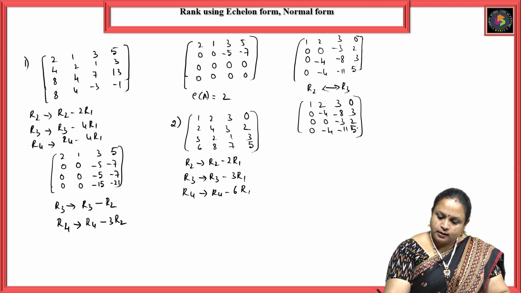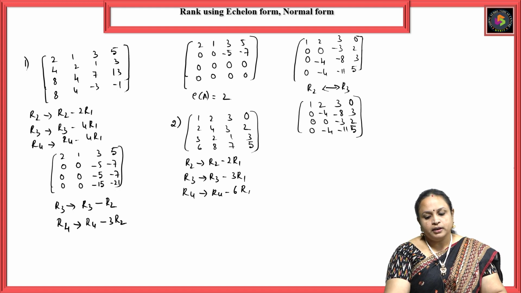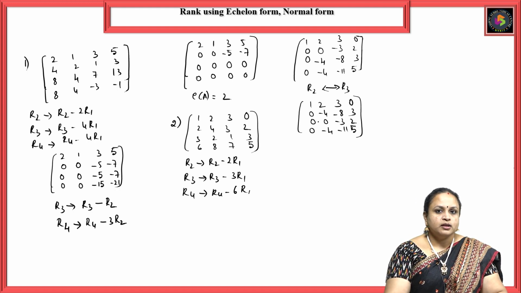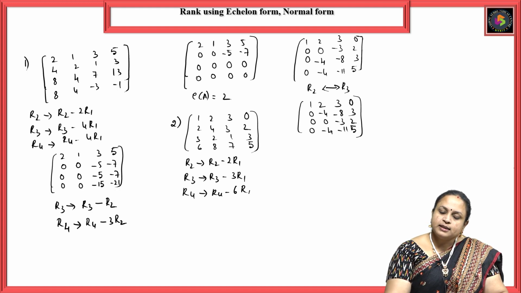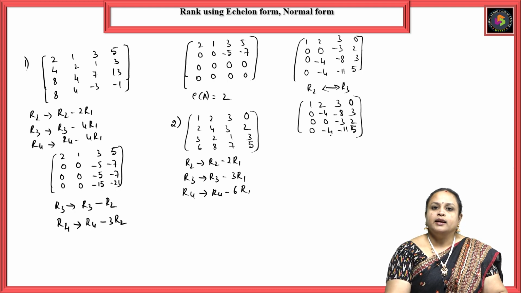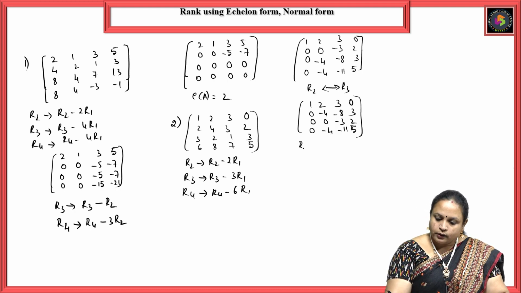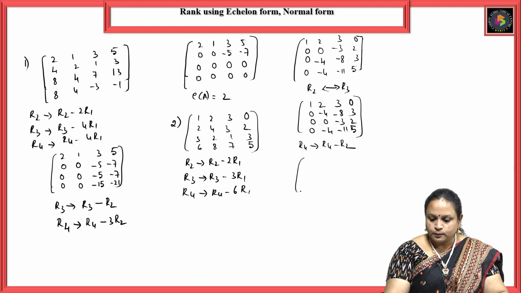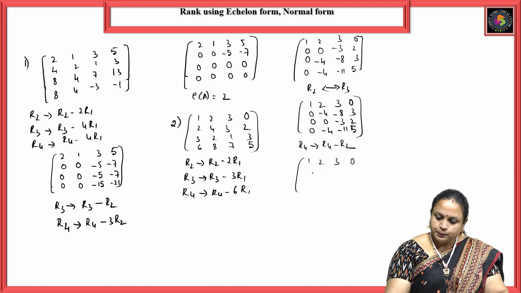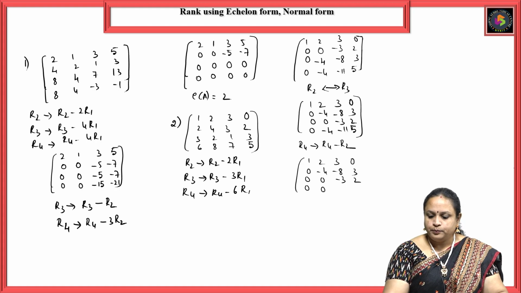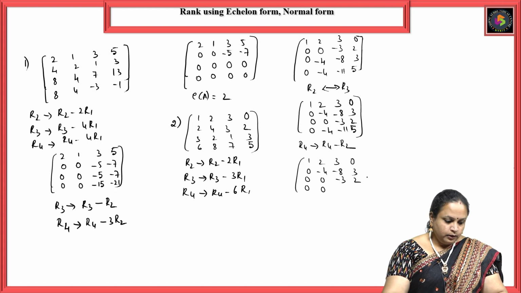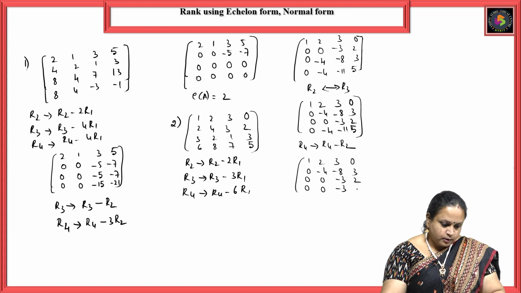Now, you can see in the first row, before the non-zero element, there are no zeros. In the second row, there is 1 zero. In the third row, there are 2 zeros. So, in the fourth row, we should have 3 zeros. So, first let us make this minus 4 as 0, which is there in the fourth row. So, R4 implies R4 minus R2 using row 2. 1, 2, 3, 0. 0, minus 4, minus 8, 3, 0, 0, minus 3, 2, then it will become 0, 0, minus 11 plus 8. So, that is minus 3 and 2.